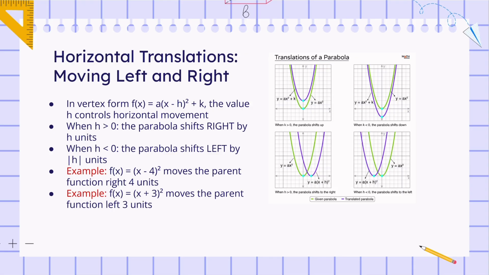If I take a look at another example where I have f(x) = (x + 3)^2, this will move the parent function left by 3 units because, again, that bracket is set to 0, and so the plus 3 really means that h is negative 3, so it shifts left.